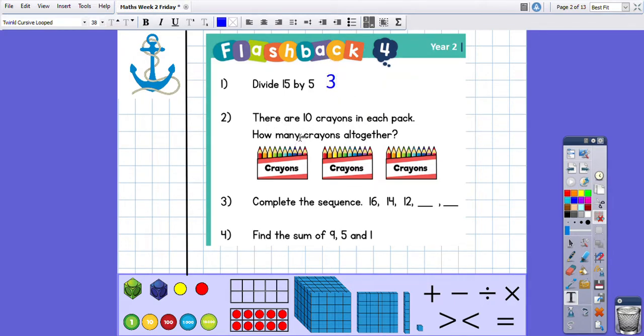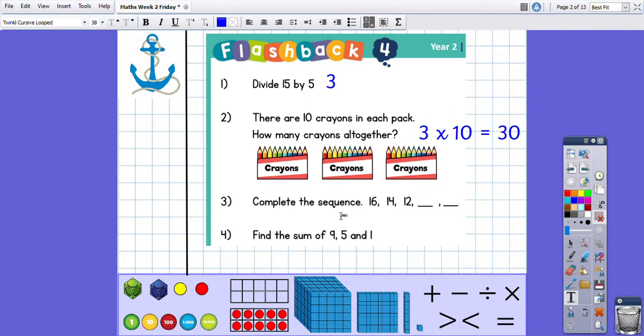There are 10 crayons in each pack. How many crayons altogether? So I know that there are 10 in each pack, but I don't know how many packs, so I need to count them. So I've got 1, 2, 3 packs. So I've got 10 in each pack, so I've got 3 lots of 10. 3 lots of 10 is the same as 3 times 10. And I know, because I know my 10 times table, that 3 times 10 is 30.